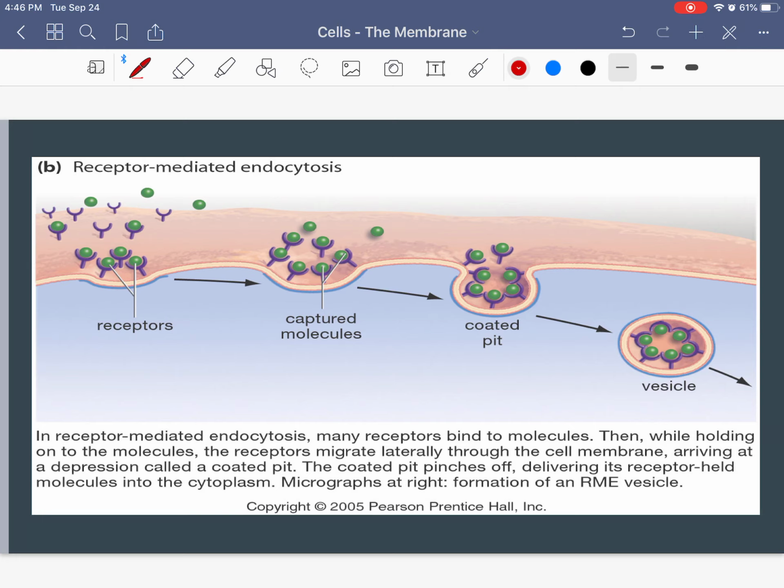This is receptor-mediated endocytosis. Our receptors are looking for specific materials, and we gather all our materials, and once we gather them, we're going to create this coated pit, and then eventually our cell membrane is going to pinch off and create a vesicle. So maybe we're looking for a specific molecule that is needed, all right? And that is how we are creating our vesicles for that.